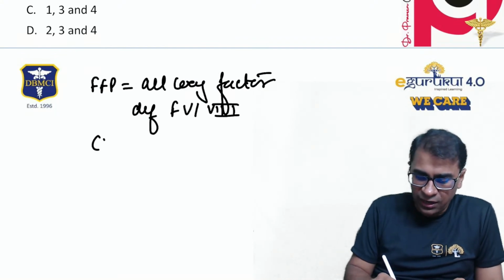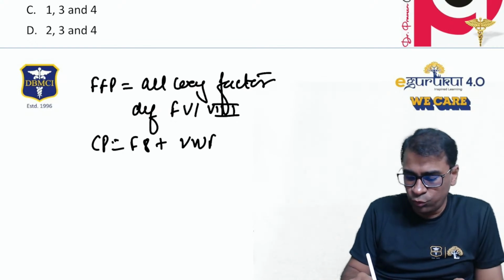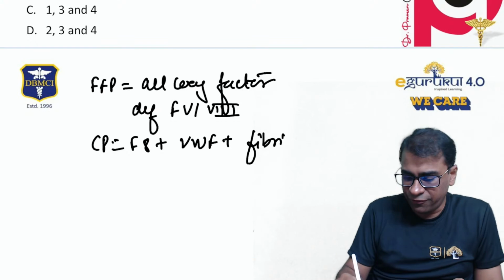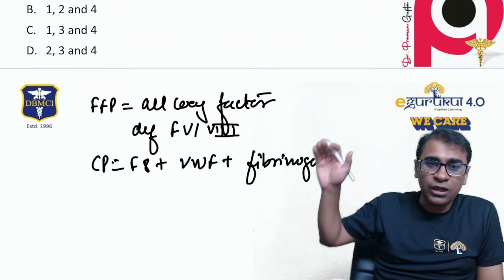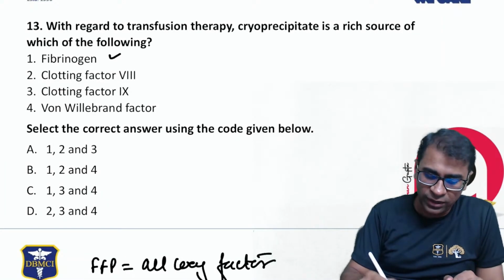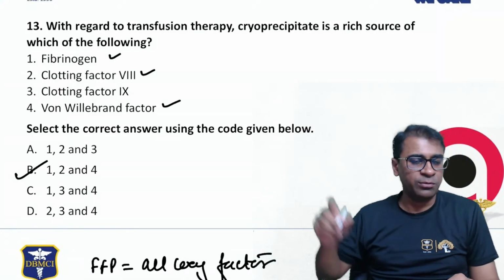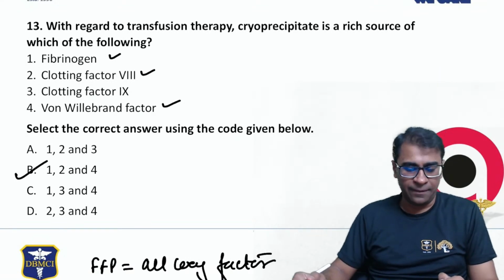Cryoprecipitate has factor 8 plus VWF plus fibrinogen. Because these are in the cryoprecipitate, the answer here clearly becomes 1, 2, and 4. So 1, 2, and 4 is the right answer. The answer should be B here.